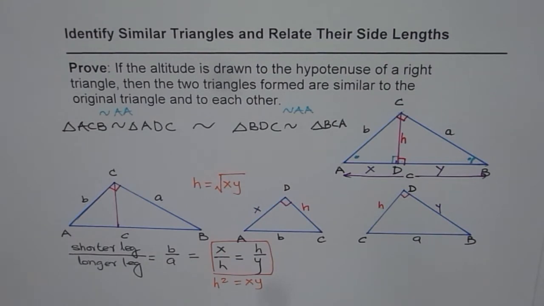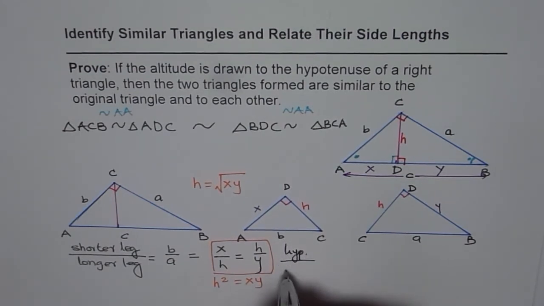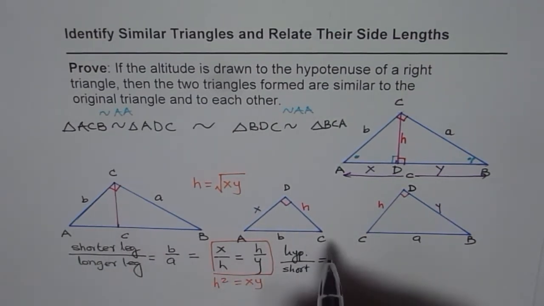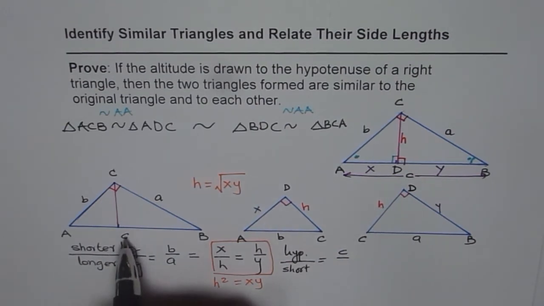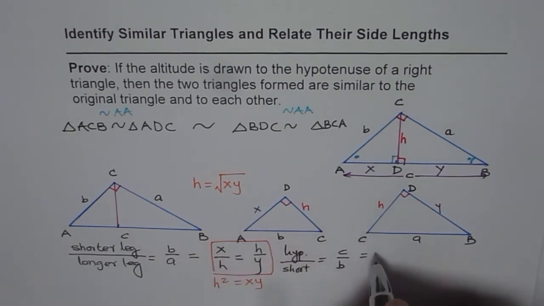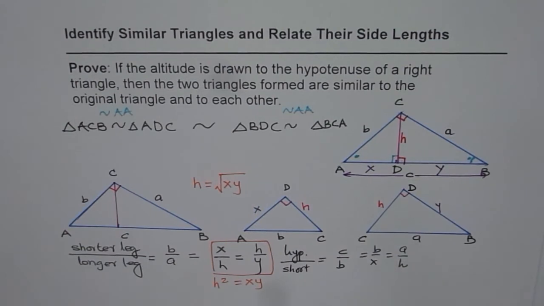Next one, let us now consider the ratios for hypotenuse and shorter side, right? So let's do hypotenuse over shorter side. Now, if you see, all these are your hypotenuse, so C, and the shorter side in this case is B, right? So B over X, and in this case A over H, correct?